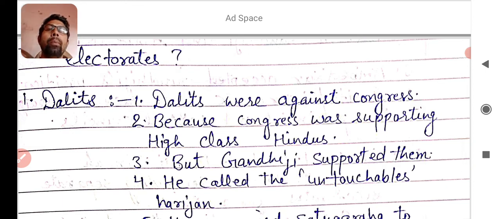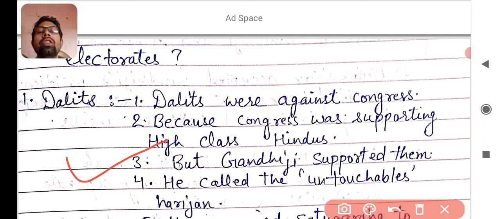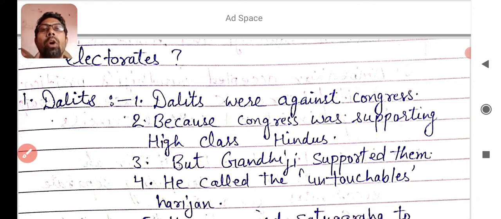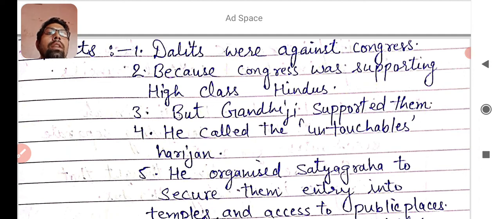But Gandhiji supported them. It's a major question and will be a 3 marks question. How did Gandhiji support Dalits during the civil disobedience movement? I hope you learned what type of question will be there. Now we will learn about that. Though they were annoyed with Congress, he called them the untouchables, Harijan.